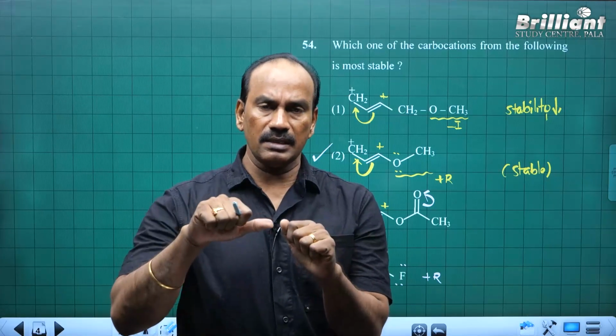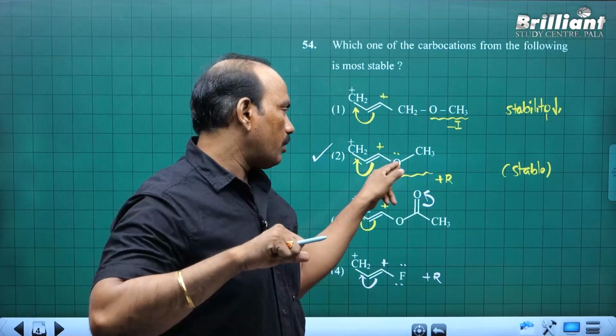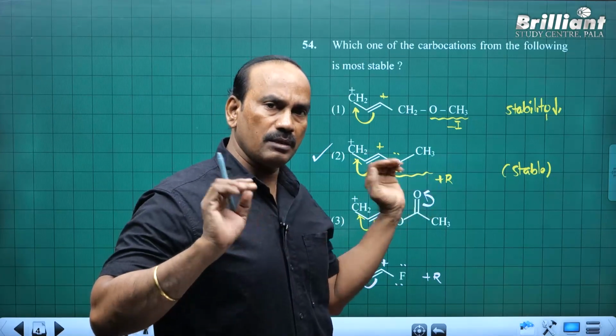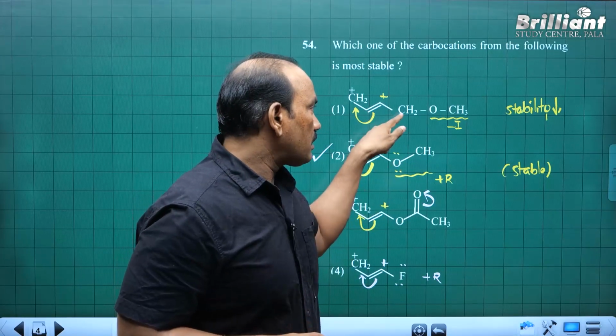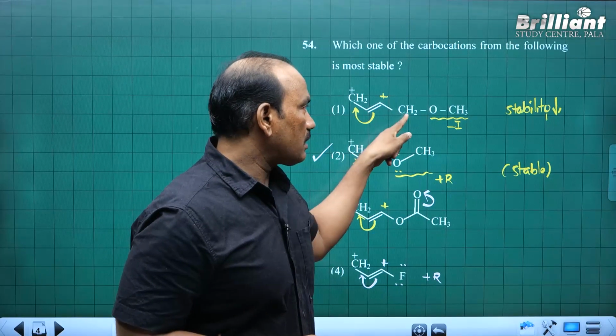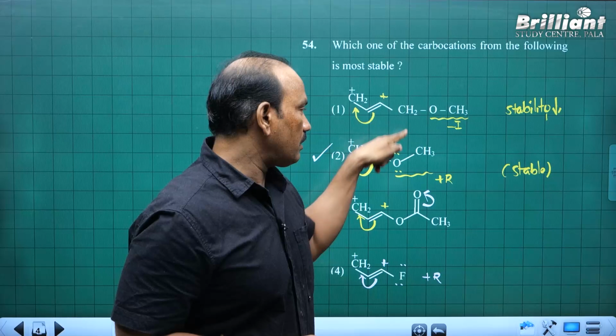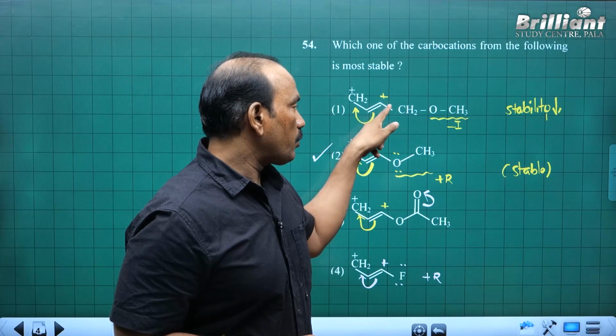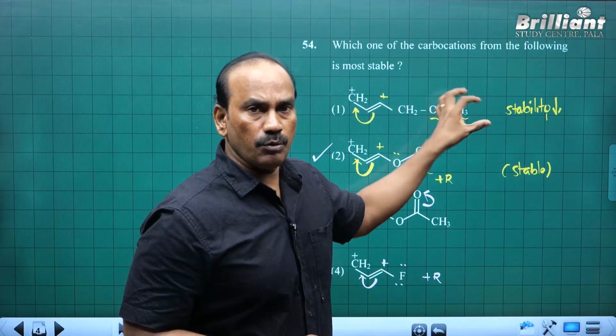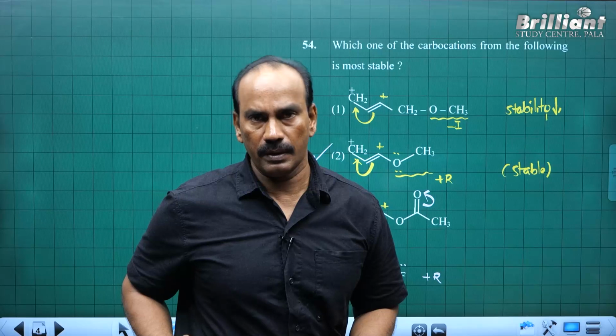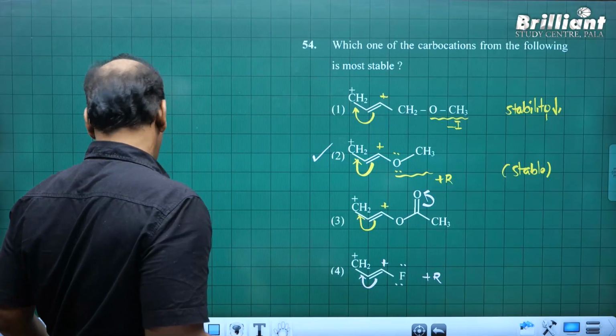Carbocation, adjacent atom heteroatom lone pairs are there, that is a plus R. Carbocation adjacent carbon, this one, has a minus I group, that is less stable, minus I effect. Okay. Next one.